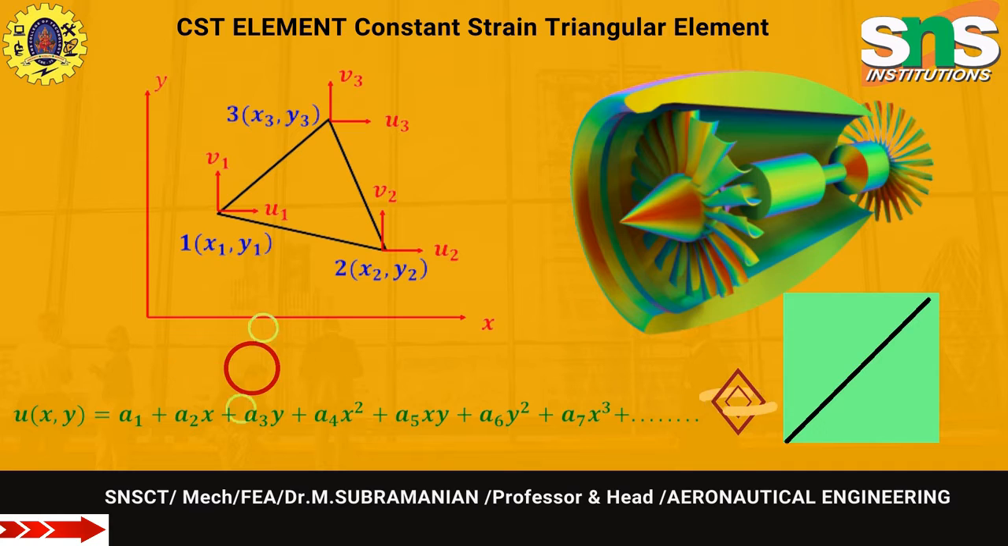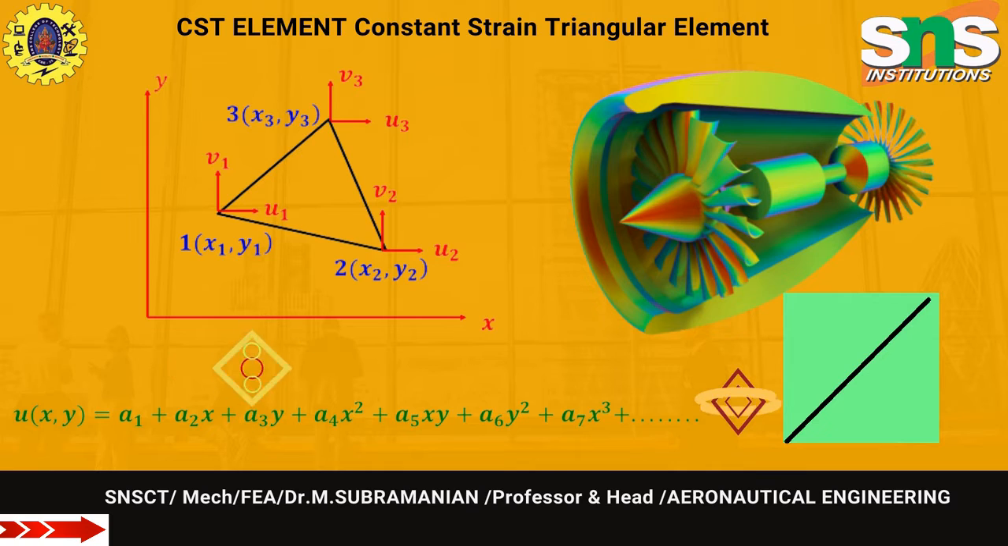The function for displacement in the x and y coordinate direction can be described by the polynomial as shown for u x y. U of xy equal to a1 plus a2x plus a3y plus a4x square plus a5xy plus a6y square plus a7x cube plus. Here the a are constants to be found from the boundary condition on displacement.